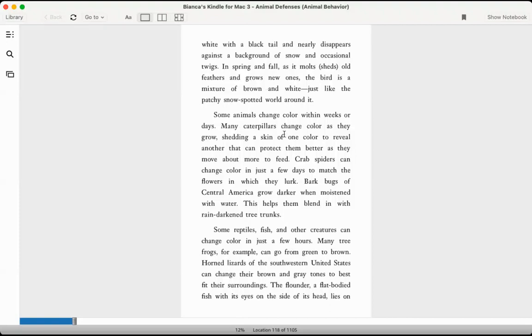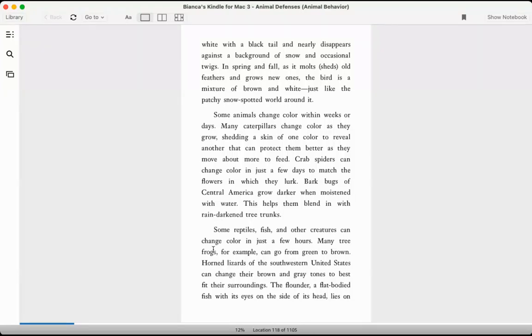Some animals change color within weeks or days. Many caterpillars change color as they grow, shedding a skin of one color to reveal another that can protect them better as they move about more to feed. Crab spiders can change color in just a few days to match the flowers in which they lurk. Bark bugs of Central America grow darker when moistened with water. This helps them blend in with rain-darkened tree trunks.